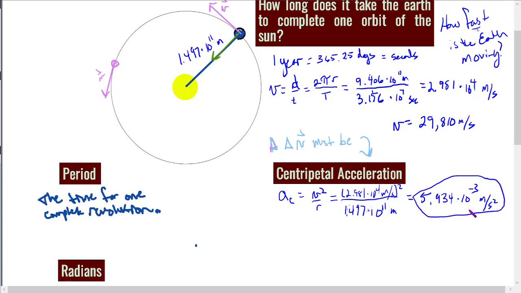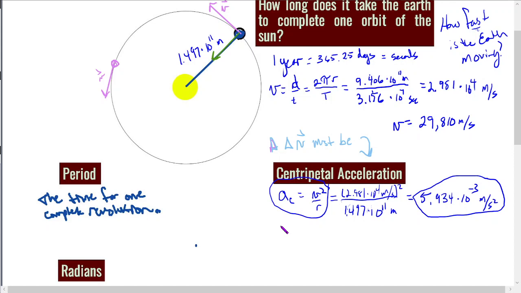Right? This is how much it is accelerating towards the center of our orbit. Okay, so this is an important thing to remember. This is centripetal acceleration. All right, this right here, A_c equals v squared over r.